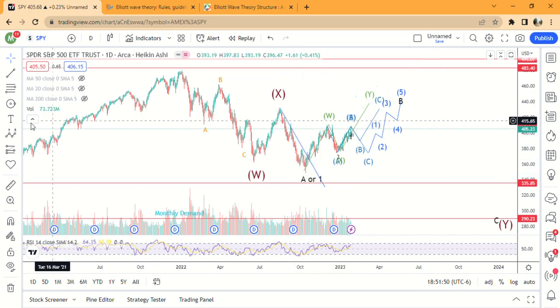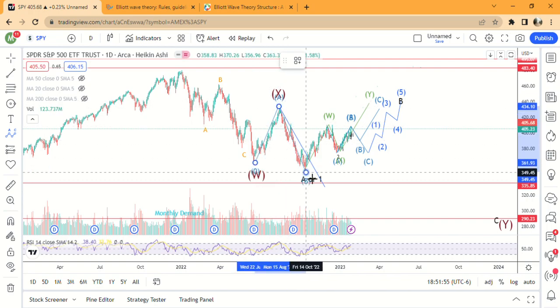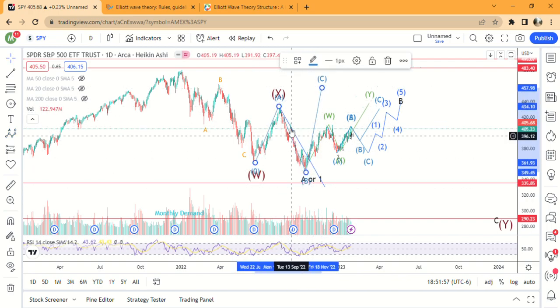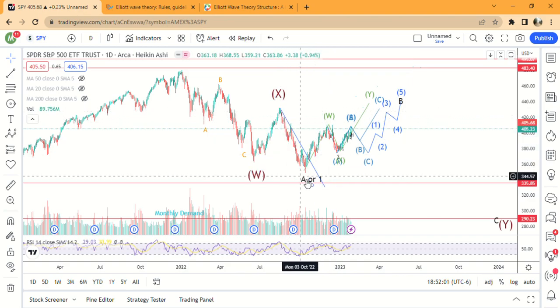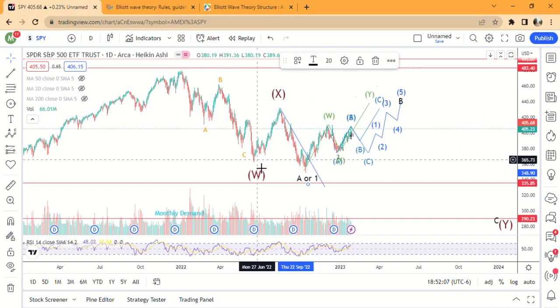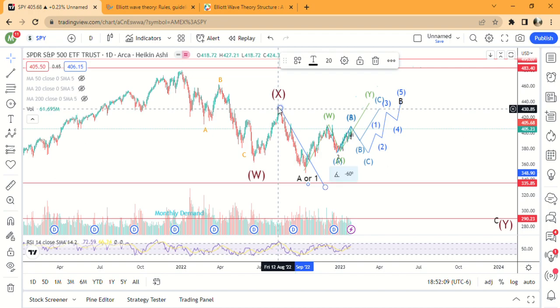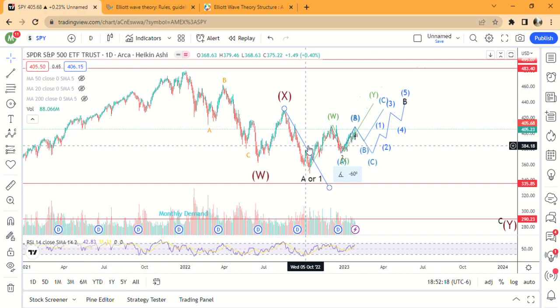So we know that this can't be A, B expanded flat, because a B wave can't be impulsive. And so we know that this is an impulsive move, so it's got to be either the A wave or the first wave. And since this move happened right here, this has got to be a corrective move. I have it labeled as X right now, and I'll show you why it can't be B. This can't be A, B next. So then we have A or 1 right here.